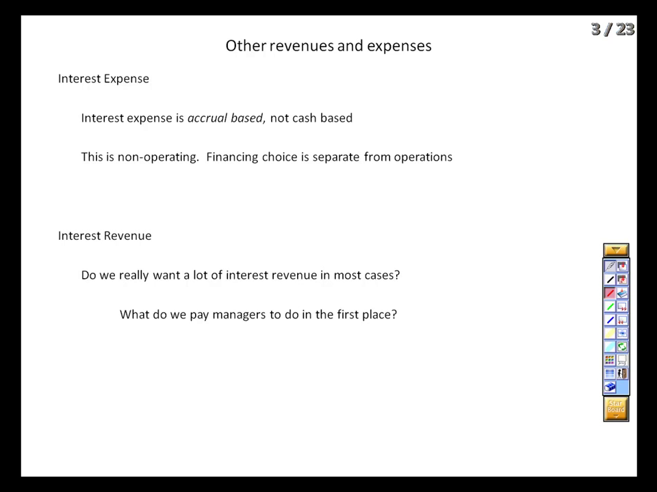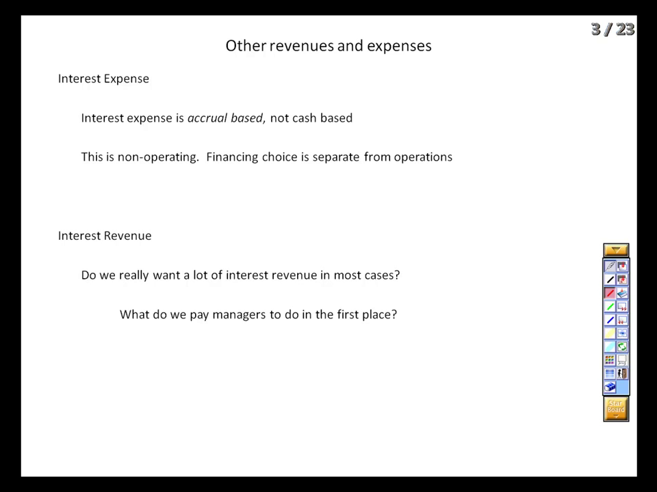Also in this section, we'll have interest revenue, but unless we're a bank or insurance company or some other entity whose business it is to make loans and invest in debt, we shouldn't have a whole lot of this. What are we paying managers for in the first place? Not investing in bonds, because we can do that ourselves. We pay them to run the business and earn more than the interest rate on debt.